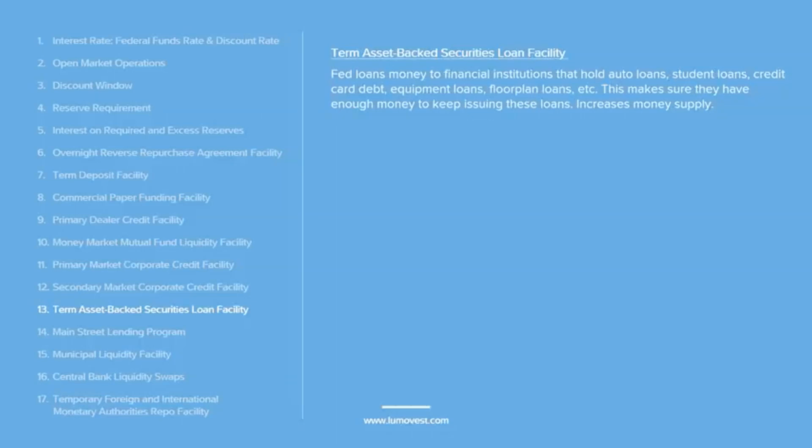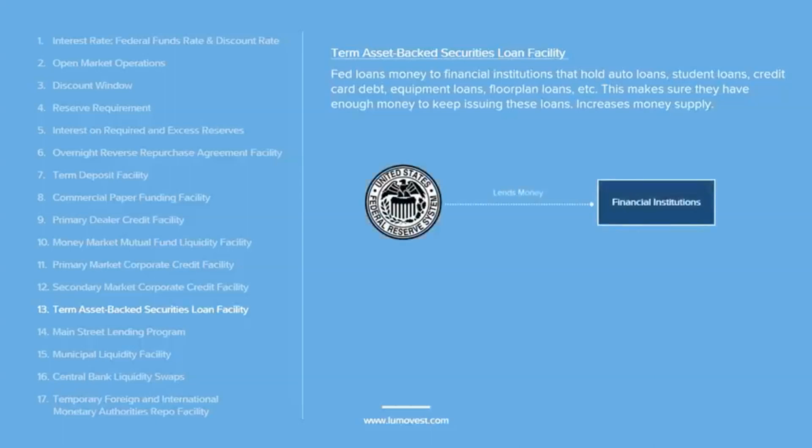To make sure financial institutions can continue providing these types of loans to people who need them, the Fed has the Term Asset-Backed Securities Loan Facility. Under this program, the Fed will loan money to the financial institutions that hold these types of debt based on the value of the debt they hold. By lending money to them, the Fed is increasing the money supply so these financial institutions can keep extending these types of loans to us little folks.